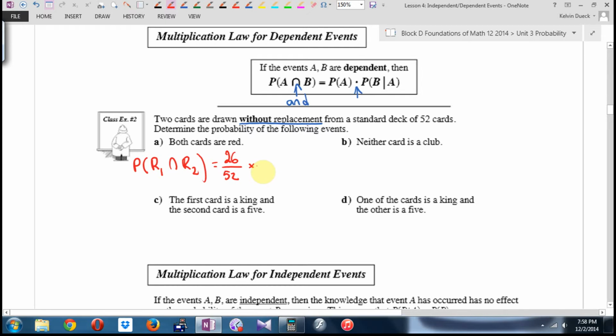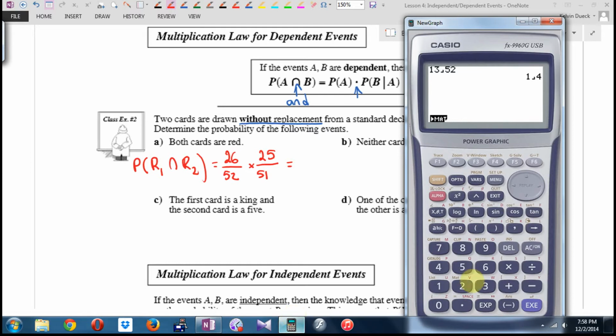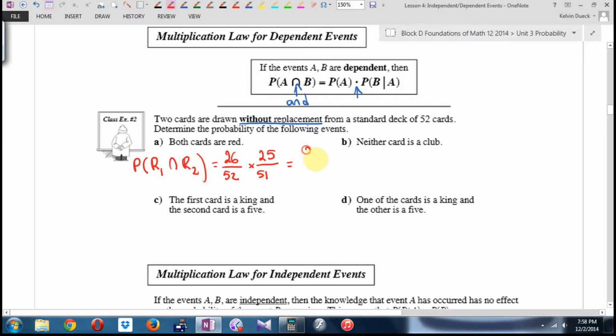Okay, you picked a red card. You're holding it in your hand. Now you're going to grab another card. How many red cards are left in the deck? Not 26 anymore. 25 out of how many cards were left in the deck? Not 52, because you've already picked a card. Multiplying fractions is top times top, bottom times bottom. 26 times 25 is 650, 52 times 51. So you can write it as 650 over 2652, or you can use your fraction button. 25 out of 102. That's the probability of picking 2 red cards.